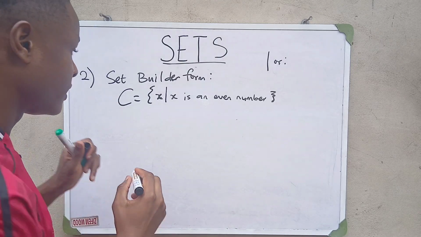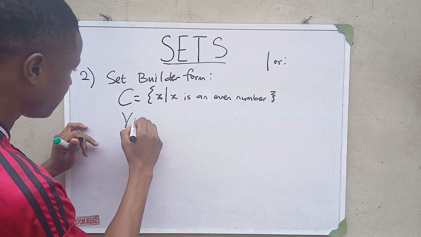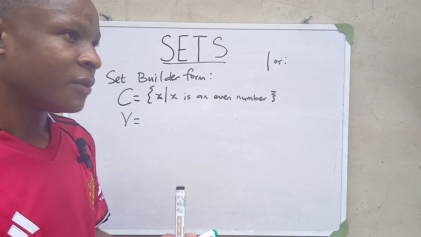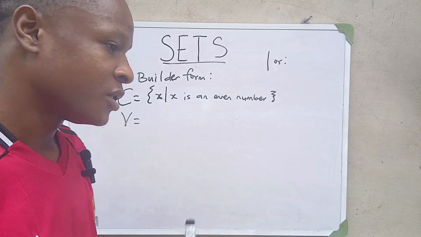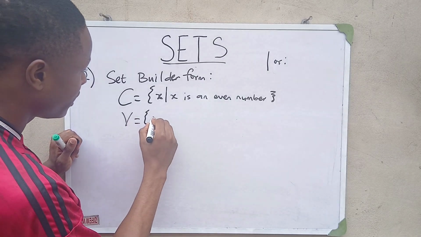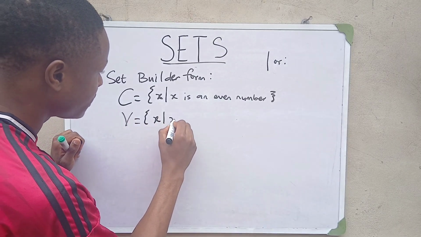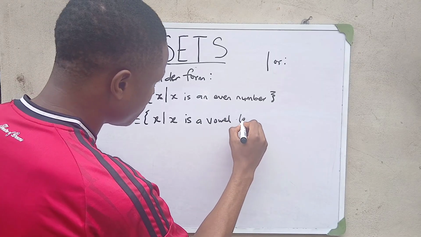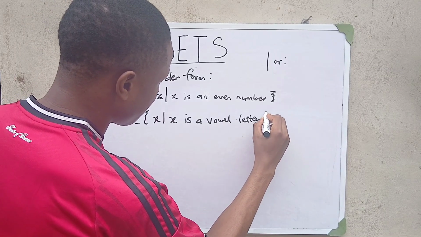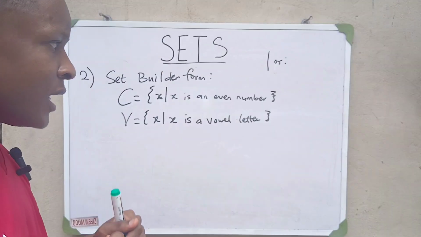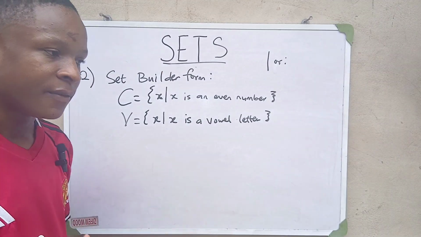So let's take another example. Let's say set V. Like the previous example I gave, the set of vowel letters also has a unique property, so it can be written in set builder form. So you can say {x : x is a vowel letter}. So that's how we write set builder form.